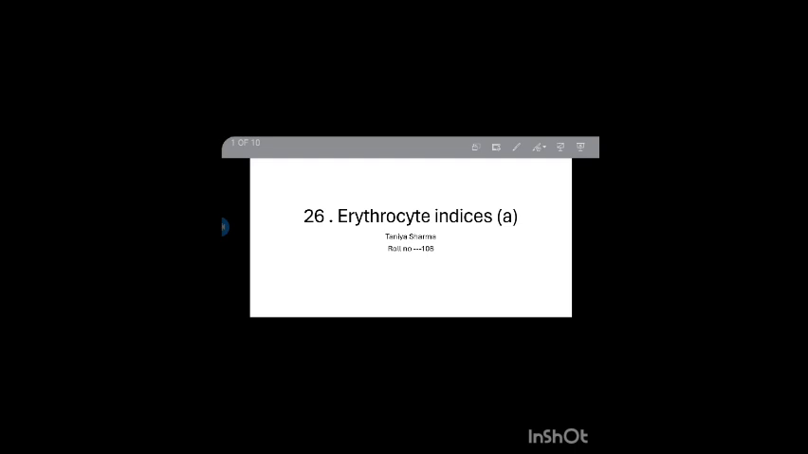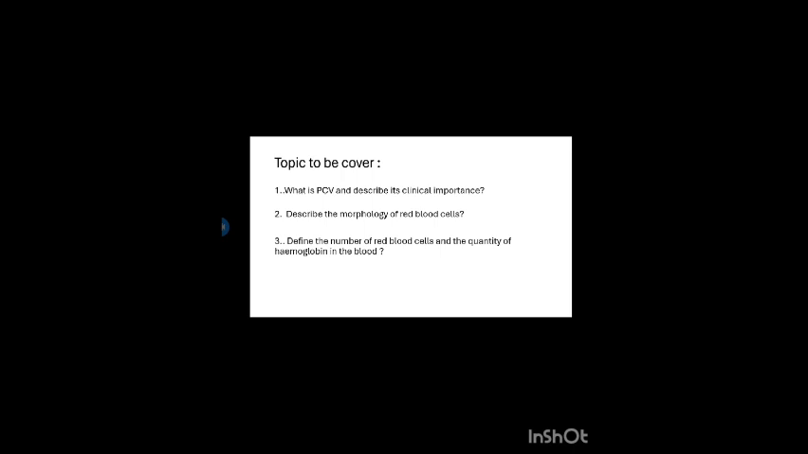Good morning. My name is Tanya Sharma, roll number 108. My topic number is 26, erythrocyte indices A. Topics to be covered are: first, what is PCV and describe its clinical importance. Second, describe the morphology of red blood cells. Third, define the number of red blood cells and quantity of hemoglobin in the blood.